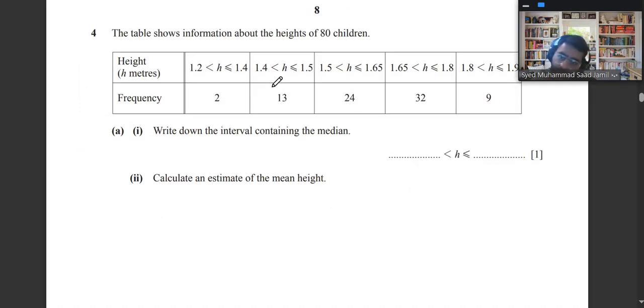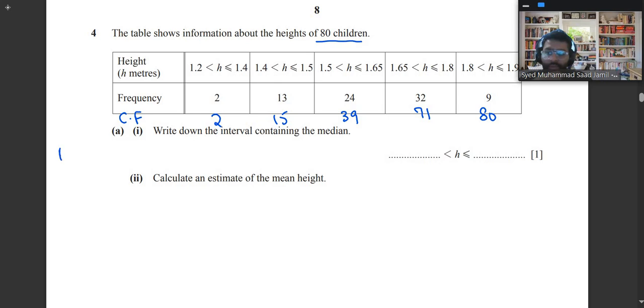Anyways, the table shows information about the heights of 80 children. Write down the interval containing the median. So first of all, in order to find the median, let's first find the cumulative frequency. Cumulative frequency means total frequency. So this is 2, and 2 plus 13 is 15, and 15 plus 24 is 39, and 39 plus 32 is 71, and 71 plus 9 is 80. So in total it's 80. So we have 80 children. That's how the 80 came.